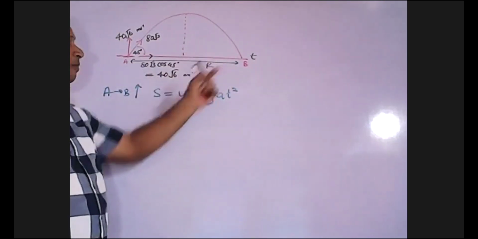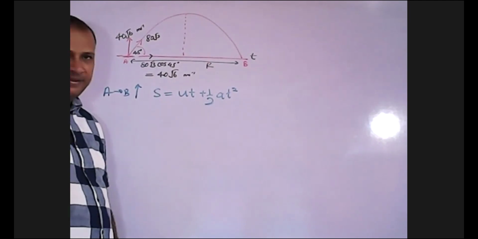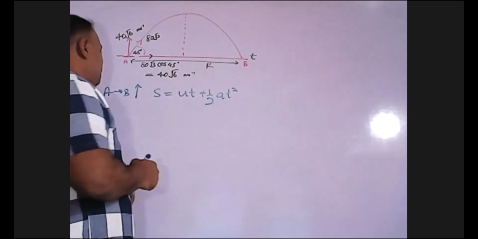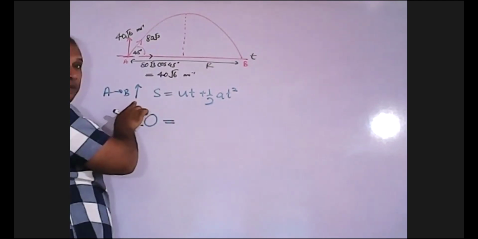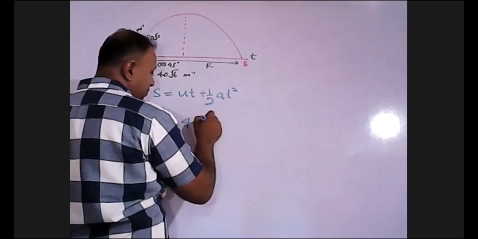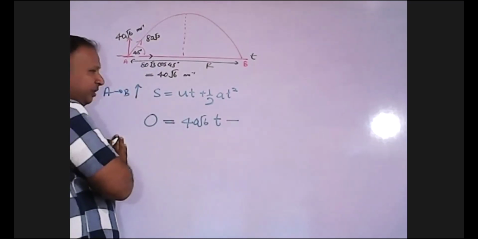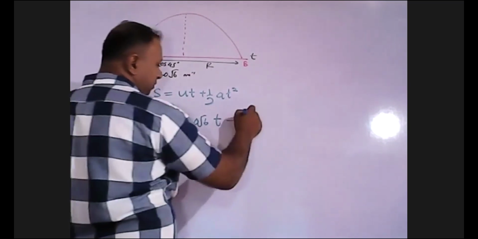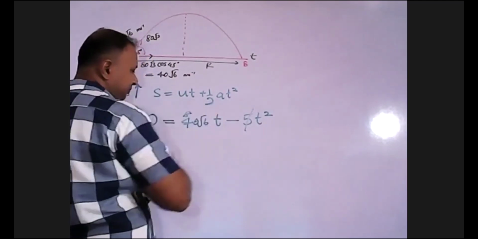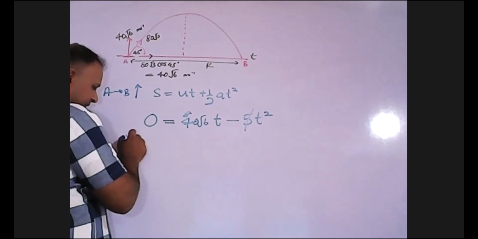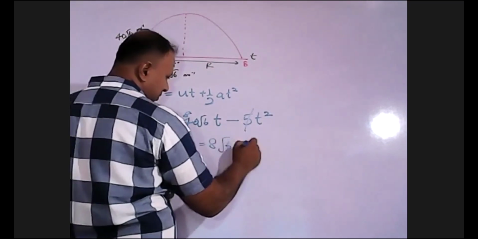Because both points are in the same horizontal line, there is no vertical up-down movement. So the vertical movement is 0. Therefore, I know the value of x, that is 0. You know the initial velocity, it is in the upward direction. Therefore, 40 times root 6 times t minus, because I'm applying this in the upward direction, g is in the downward direction, 5 t square. If you cancel out, t is equal to 8 times root 6 seconds.